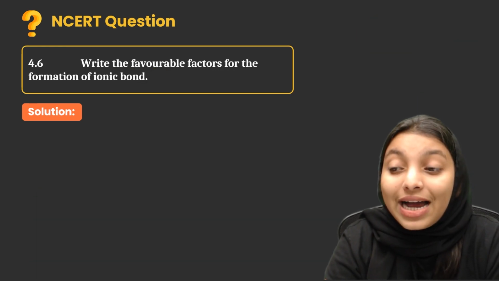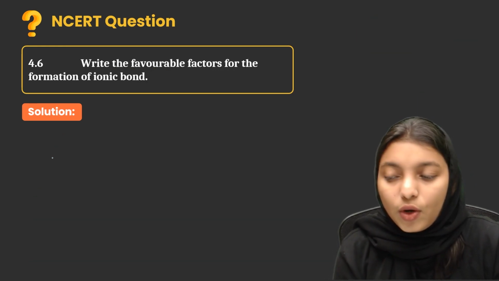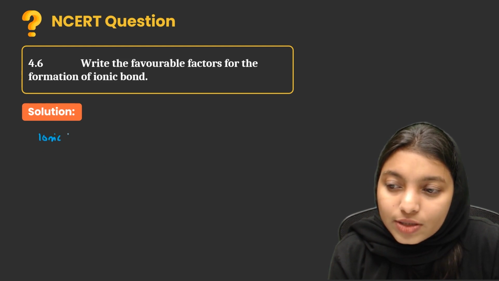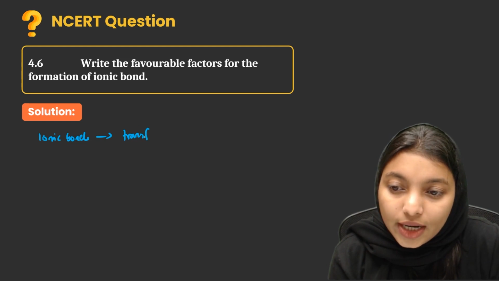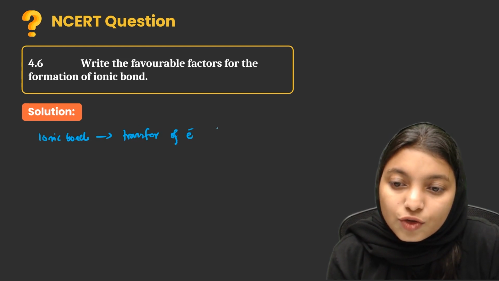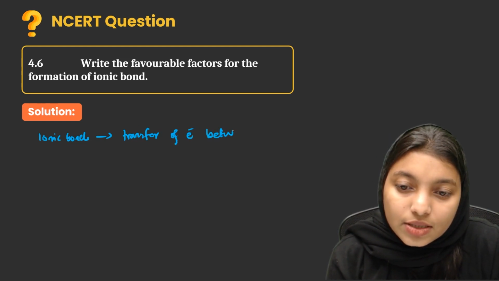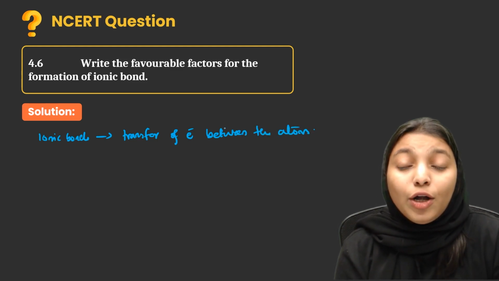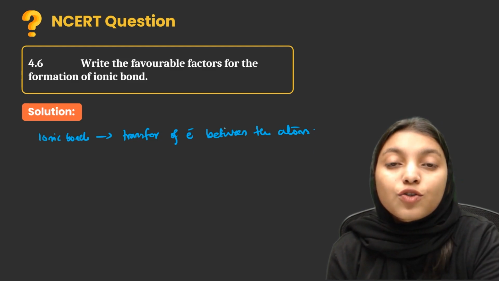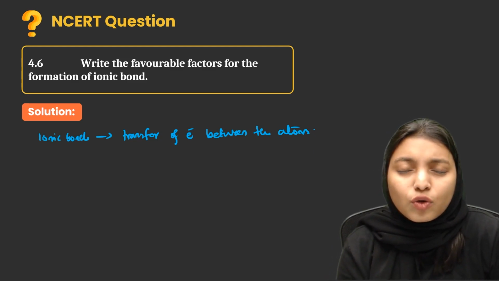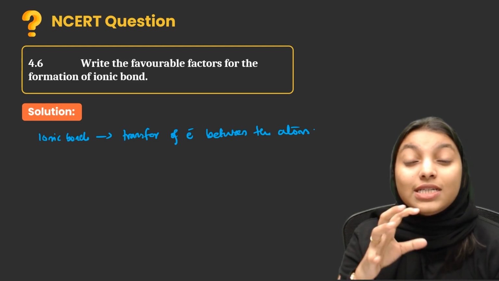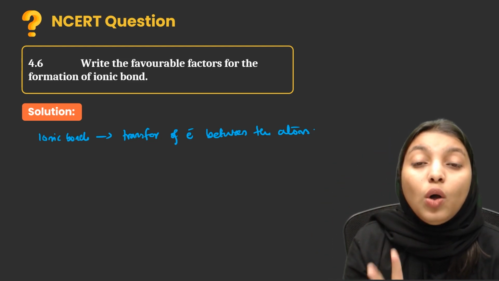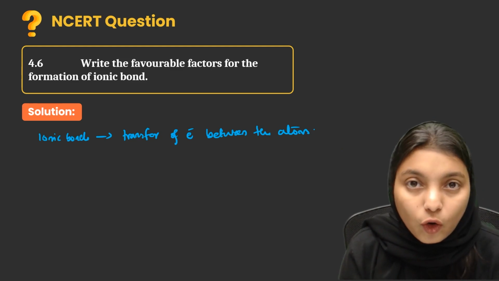Write the favorable factors for the formation of ionic bond. So we know how ionic bonds are formed. Ionic bonds are formed by the transfer of electrons between the atoms, right? So one of the atoms will lose its electron and the other will gain an electron. The ease of losing electrons and the ease of gaining electrons are the main properties on which ionic bond formation depends.